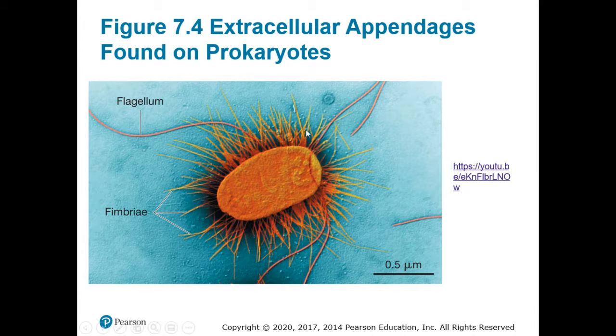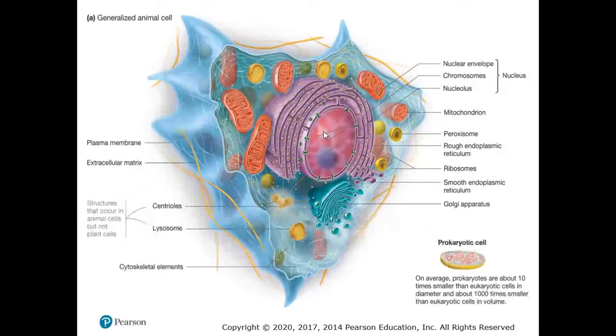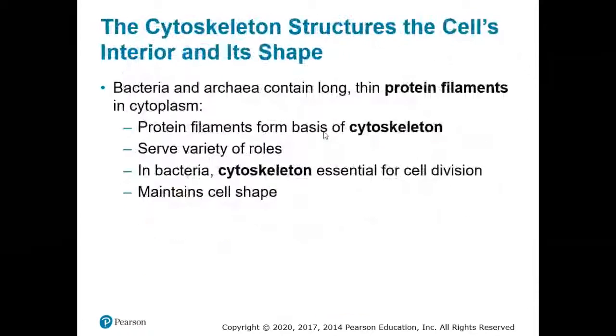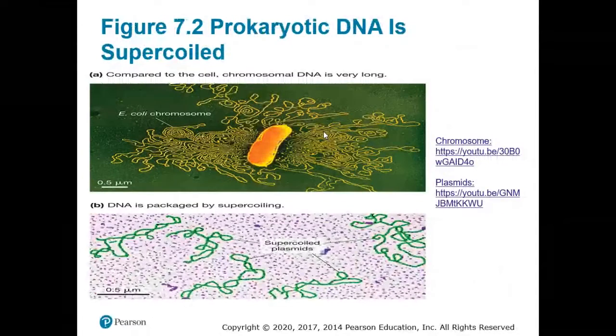There's one more structure called a pilus, P-I-L-U-S. The pilus allows for what's called bacterial conjugation, which is a form of exchange of genes between different bacteria. Okay, so those are mostly the parts of a bacterial cell. Let me show you a couple of animations here so that you can see them in action.